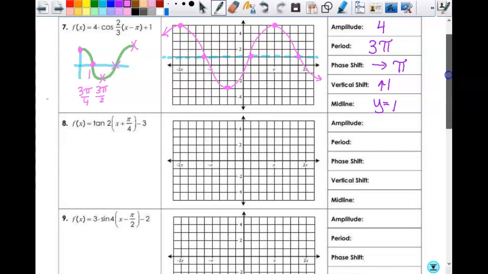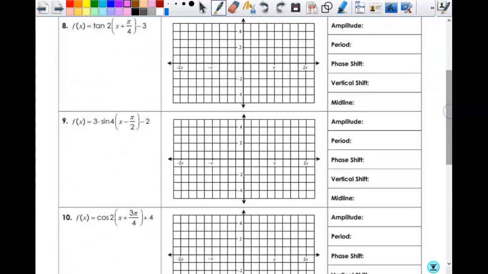All right, number 8. What is the amplitude for number 8? Undefined. But what is A? 1. Okay, so I'm going to put 1 in parentheses. What is the period? Yeah, the period is pi halves because I would divide by that too. Do I have a phase shift? Yes. Left pi fourths. Do I have a vertical shift? Down 3. Okay, so y equals negative 3.